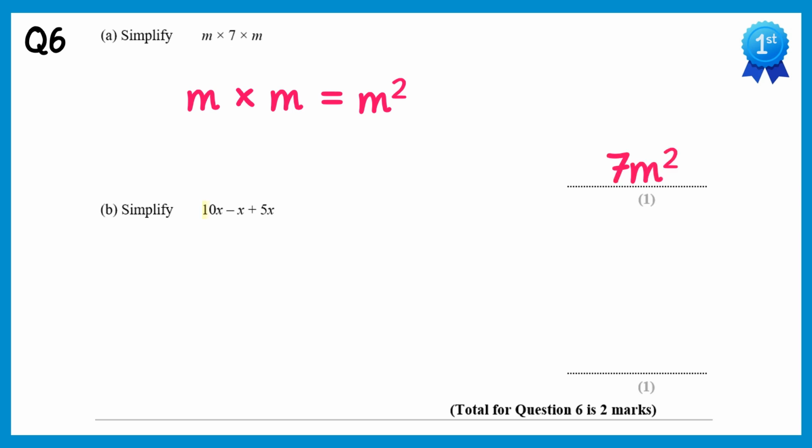For part B we'll do 10x take away 1x first, which gives you 9x, and then we add 5x to that. So 9x add 5x is 14x.